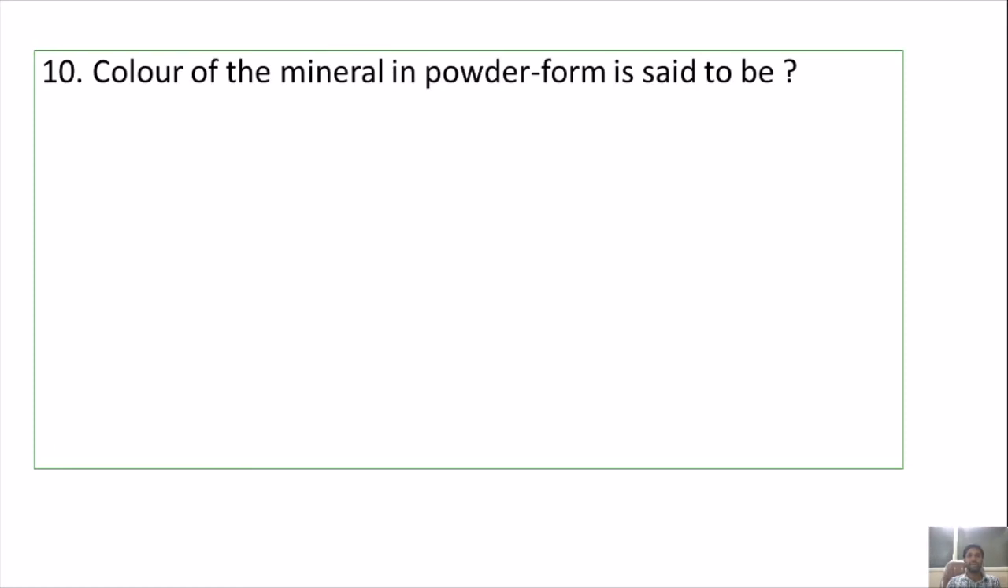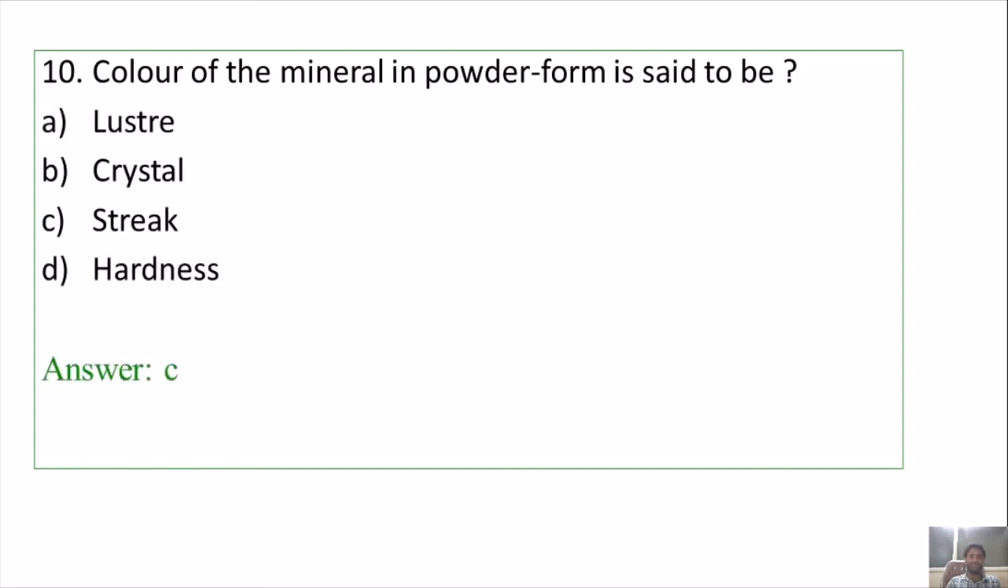Number 10: the color of the mineral in powder form is said to be luster, crystal, streak, or hardness. It's streak.